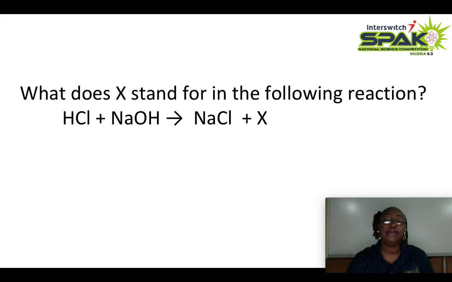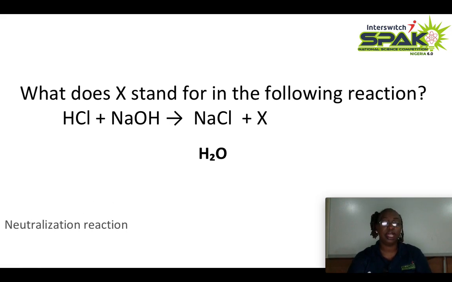What does X stand for in the following reaction? This is one of the most common reactions you can ever come across in chemistry, and without thinking twice, you should know that your answer is water, H2O. This is a neutralization reaction, so direct, so straightforward. Hydrochloric acid reacts with sodium hydroxide to give sodium chloride and water only. If you remember, the definition of neutralization reaction is what I just said: reaction of acid plus base to give salt and water only.